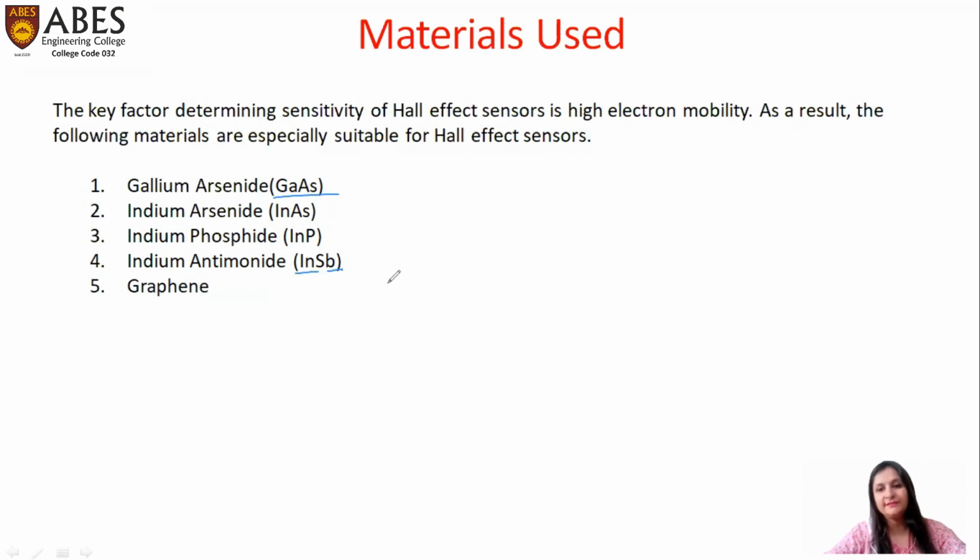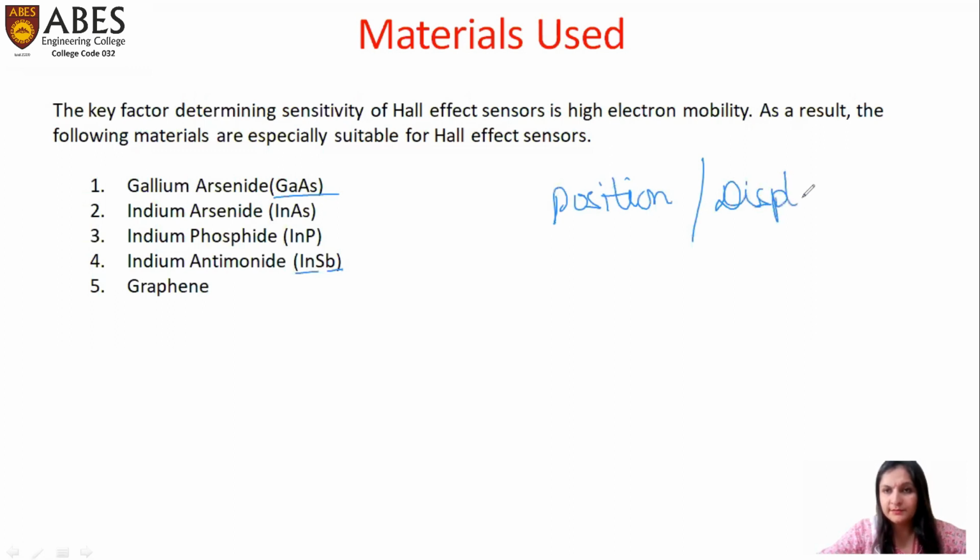Now, these Hall effect sensors have different applications. The applications we can consider when using Hall effect sensors include calculating the magnetic field, the current, and the power. But here we are talking about the measurement of position. So we will refer to either the word position or the word displacement.